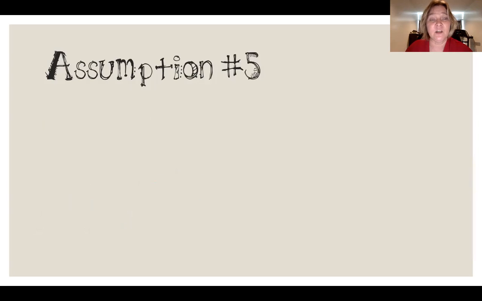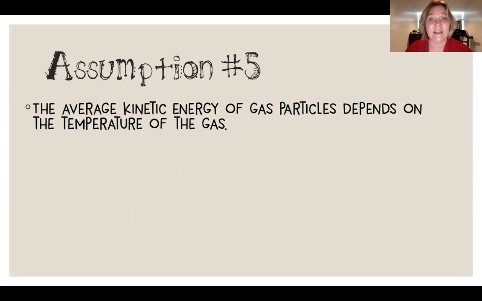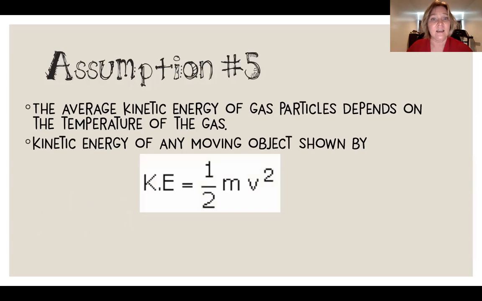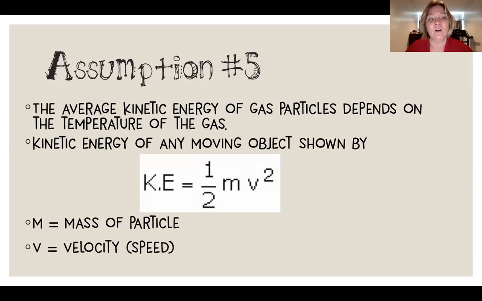And finally, assumption number 5: the average kinetic energy of gas particles depends on the temperature of the gas. The kinetic energy of any moving object is given by KE equals 1/2 mv squared. I'm assuming you have covered that in physics already, where m is the mass of the particle and v is velocity.